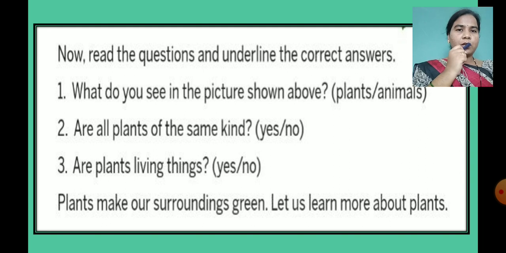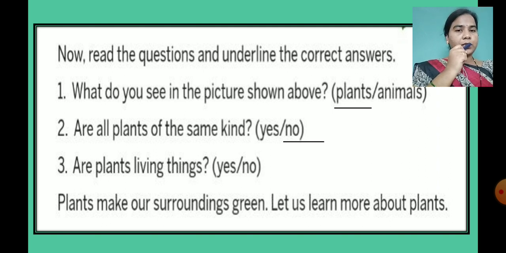Number 1 is, what do you see in the picture shown above? So children, as we can see, two options are here. We have to choose the correct answer and underline it. The answer is plants. Second one, are all plants of the same kind? The answer is no. All plants are not the same.